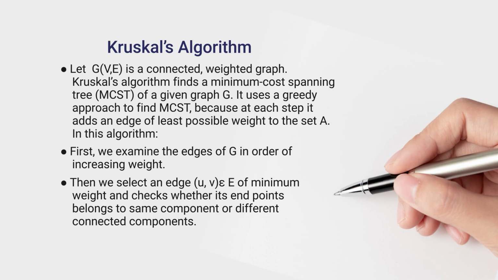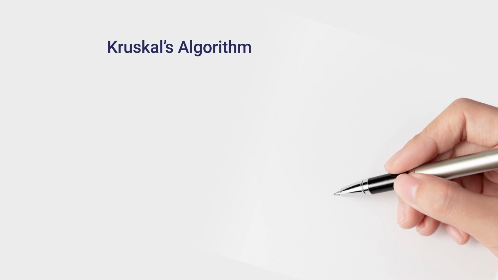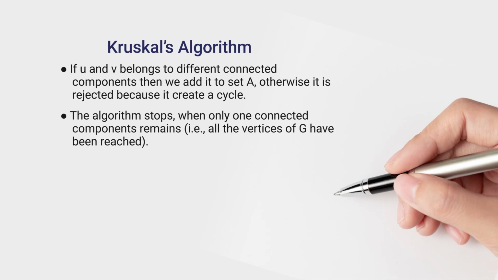What do I mean by this? That the starting edges will have the minimum weight. Then we select an edge with the minimum weight and check whether its endpoints belong to the same component or a different component. If they belong to a different component, then we add it to the set A. Otherwise it is rejected because it creates a cycle. I'll show you what I mean by this. The algorithm stops when only one connected component remains, meaning all the edges are added.